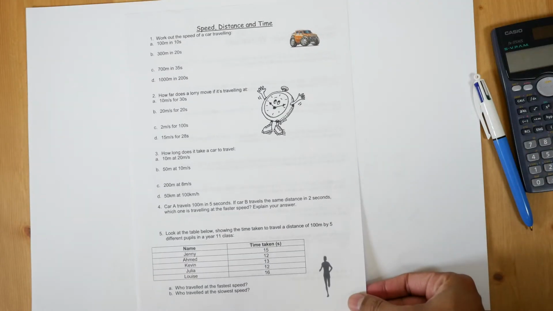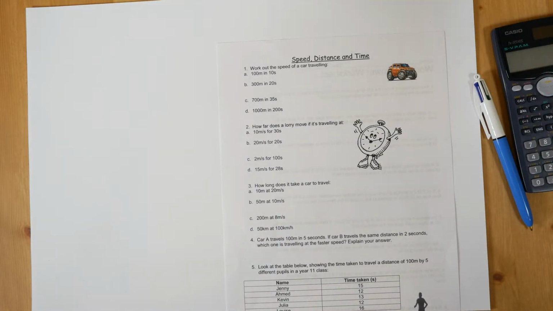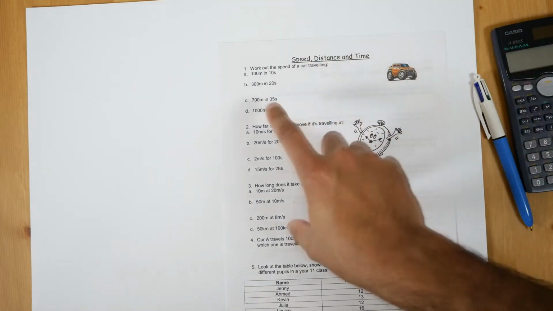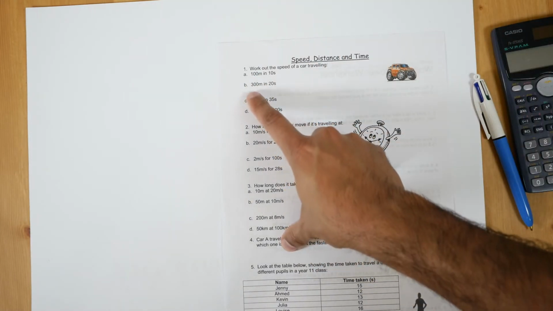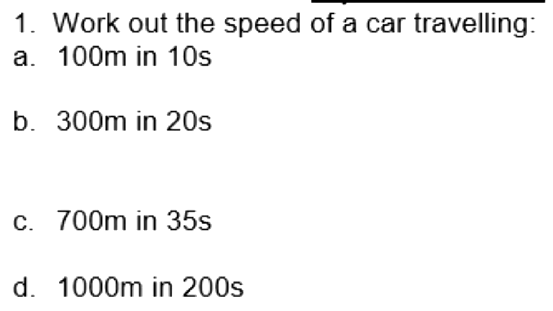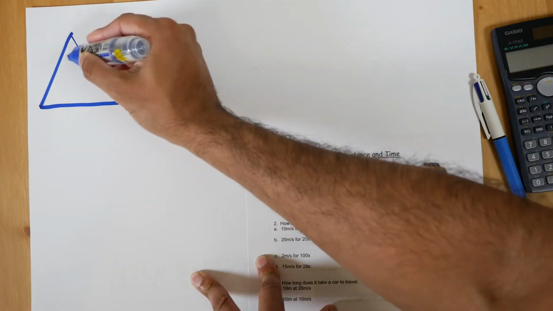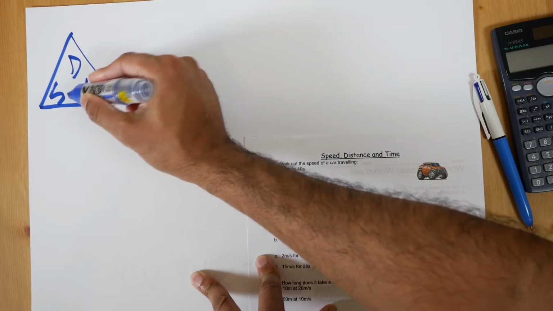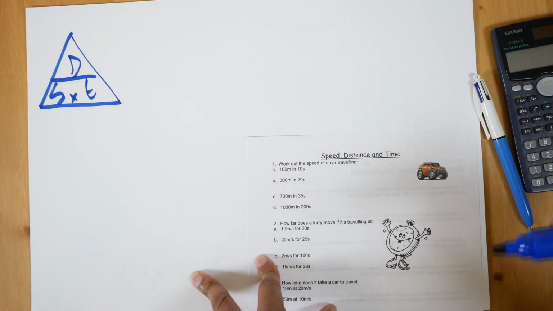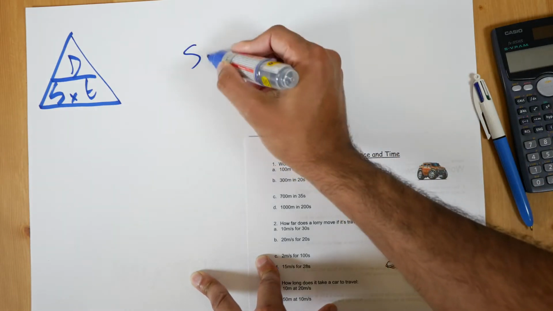Okay, so I've got this worksheet here, and this is what I'll be using. Let's look at 1b. It says, work out the speed of a car traveling 300 meters in 20 seconds. The first thing I do is draw my triangle, and I have D, S, and T. That tells me that to work out speed, I want to do distance divided by time. So I'm going to write that here.